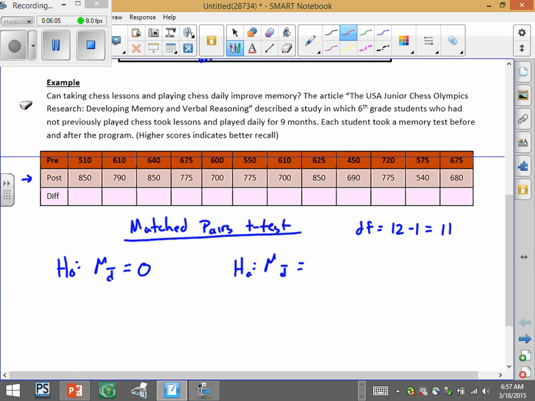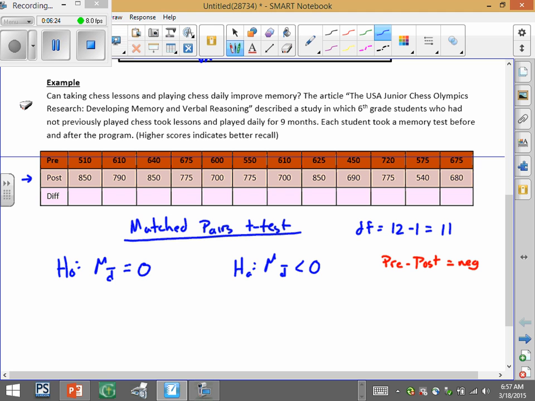So this red, you don't have to necessarily write it. So pre minus post, if the program really does improve memory, that should be a negative number. So in other words, the average difference should be negative or below 0.